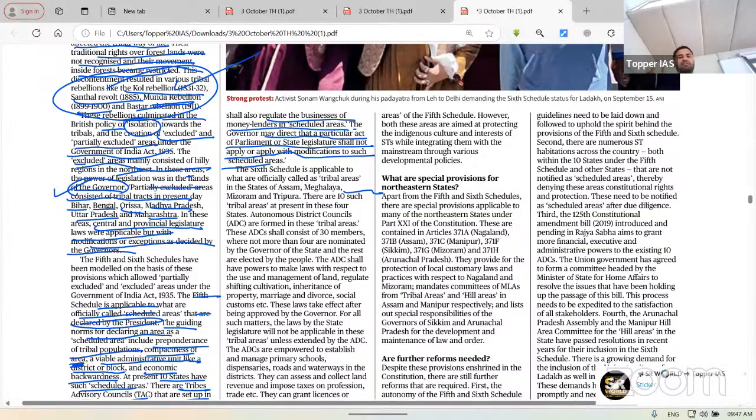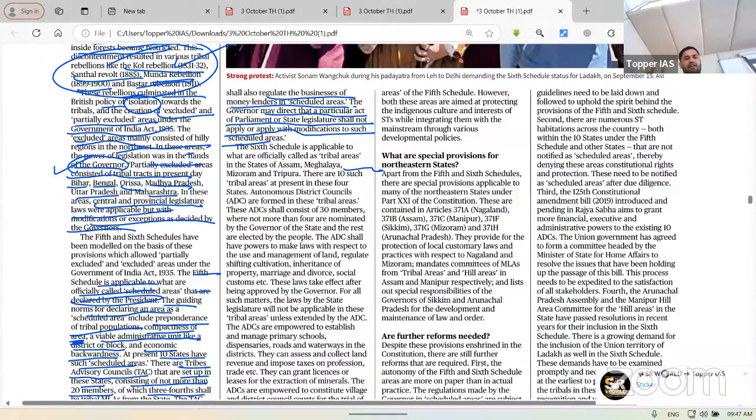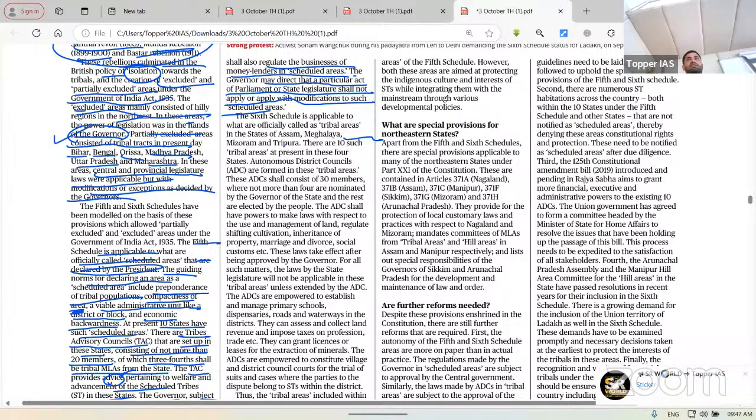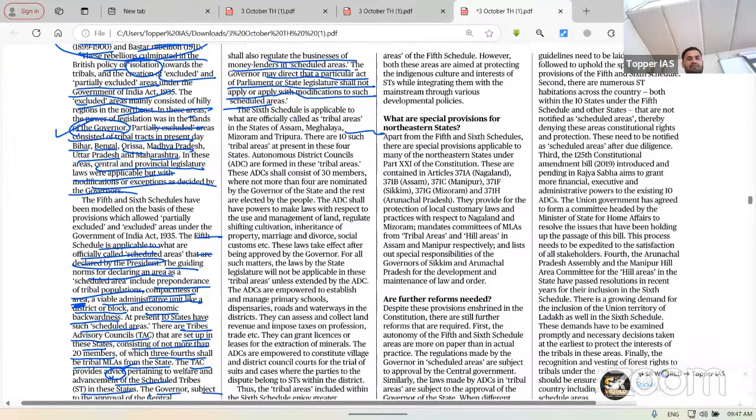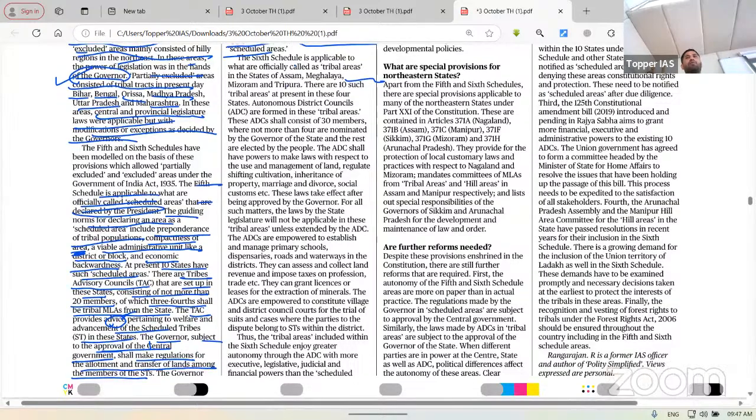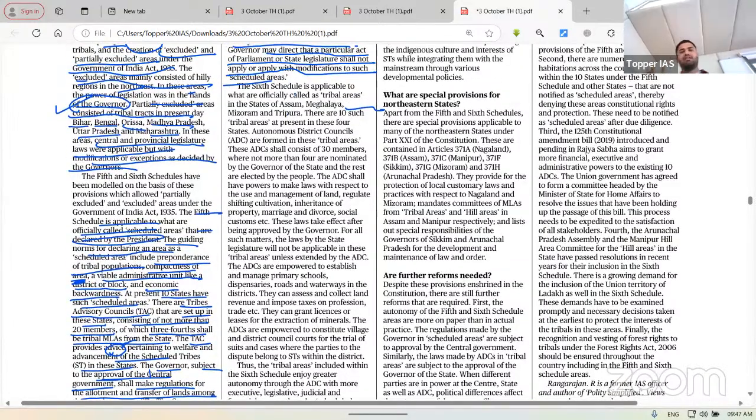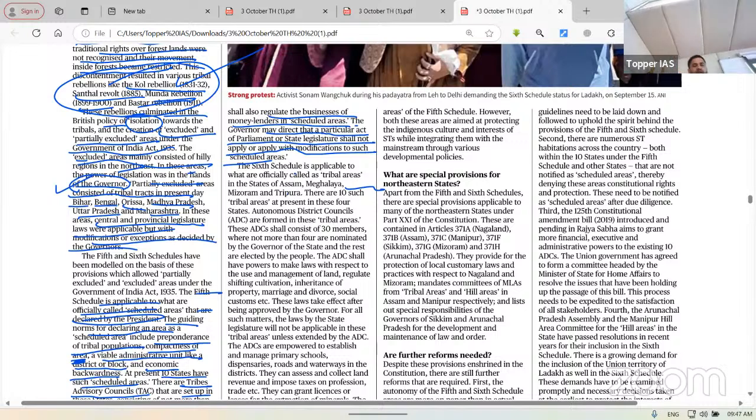In the Fifth Schedule, we have understood that there is a Tribes Advisory Council. First of all, scheduled areas are declared by the president on certain grounds that you understood. There are Tribes Advisory Councils, which consist of not more than 20 members, and three-fourths of them should be MLAs belonging to ST populations of that state. Correct? And the governor has certain regulatory functions, subject to the approval of the central government. Next, let's come to the Sixth Schedule. Have you understood the Fifth Schedule? All of you, online students? Yes, sir. Okay, now let us come to the Sixth Schedule.